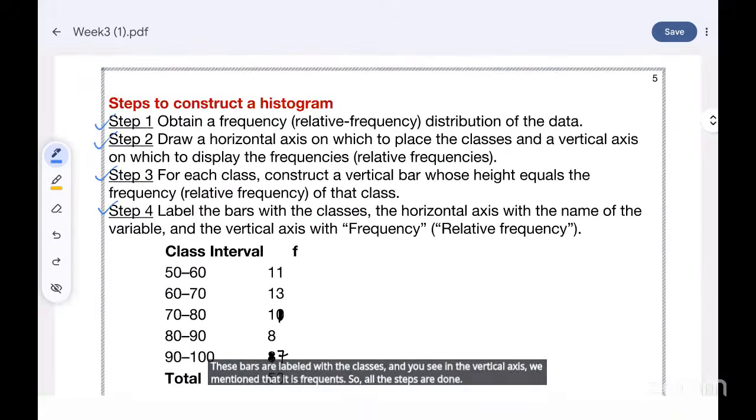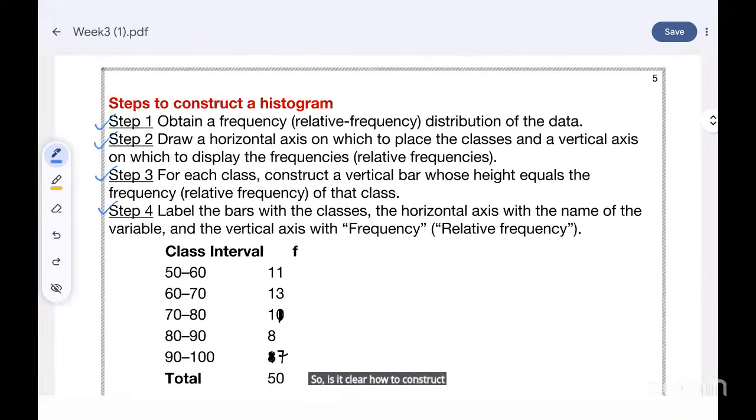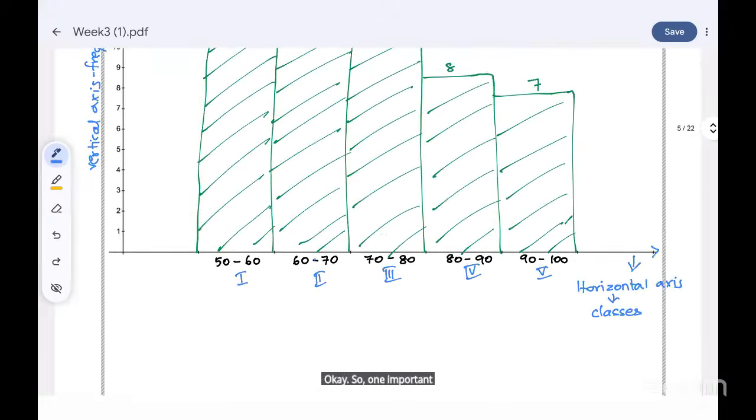So is it clear how to construct a histogram from a frequency table? Is that clear for everyone? Yes, ma'am.